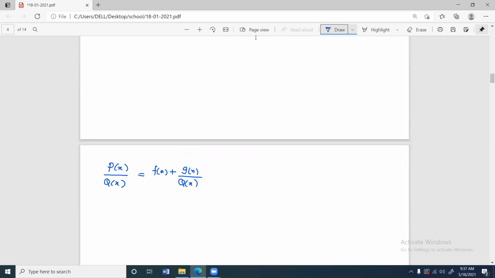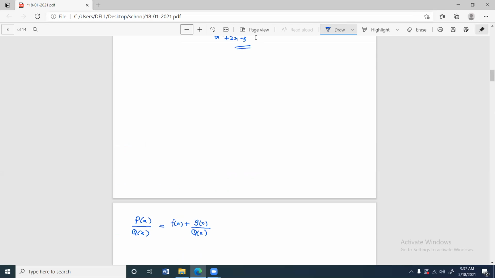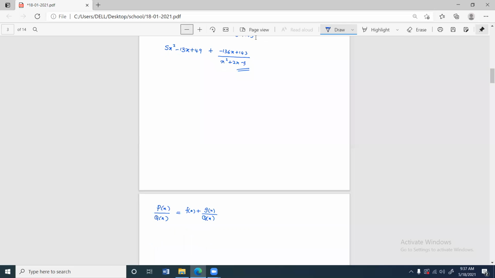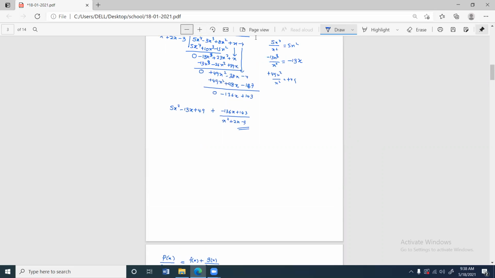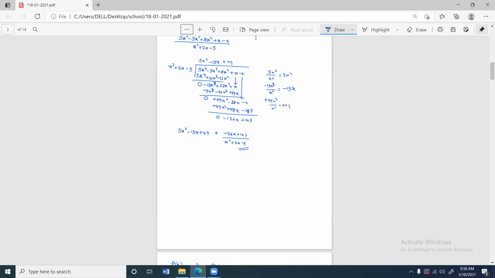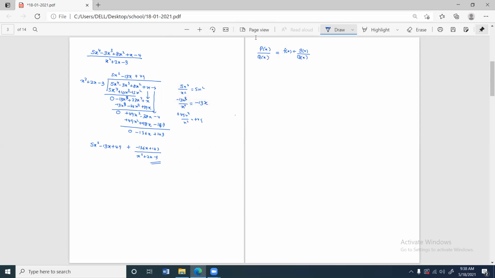For example, if I just brief this matter from the previous example, we'll go ahead with this. Now our objective is 5x to the power 4 minus 3x cubed plus 8x squared plus 8, that is the p(x). You need to divide by x squared plus 2x minus 3. Then you get a complete answer.